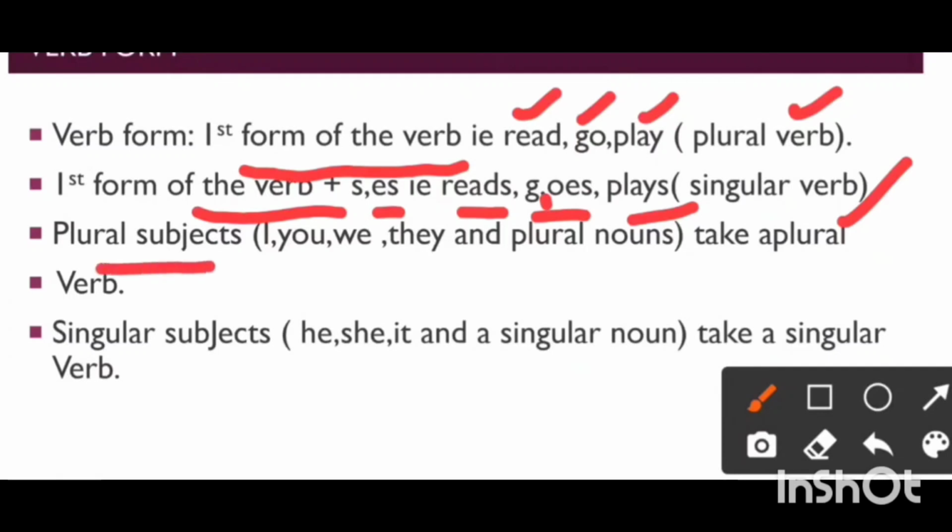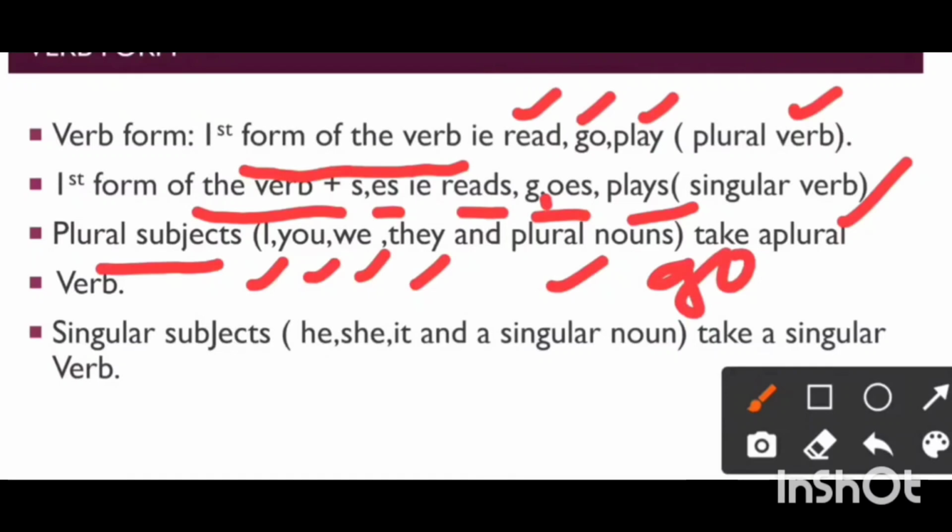So what are plural subjects? Let's see. I, you, we, they, and plural nouns, boys, girls, they take a plural verb. You may question, I is a singular subject. Yes, you are right. I is a singular subject. But English is full of exceptions. So I take the verb plural in present simple tense. You may be a singular or a plural both, but you always take a plural verb. So don't be confused. I go, you go, we go, they go. Okay, go is a plural verb.